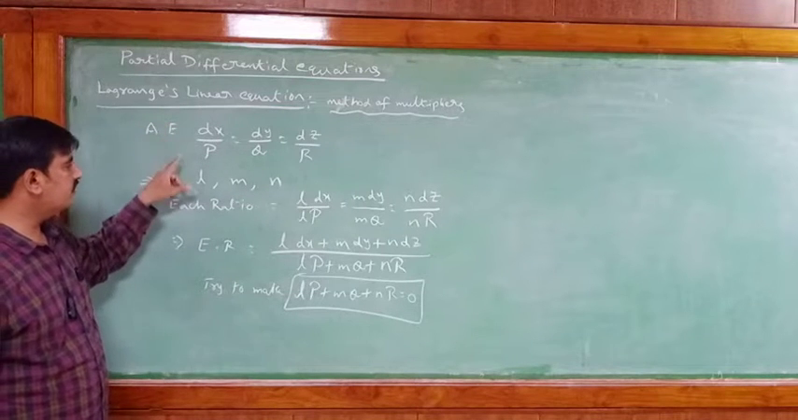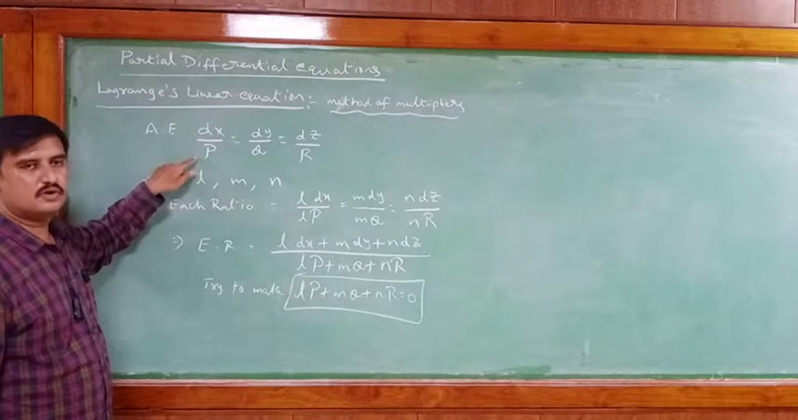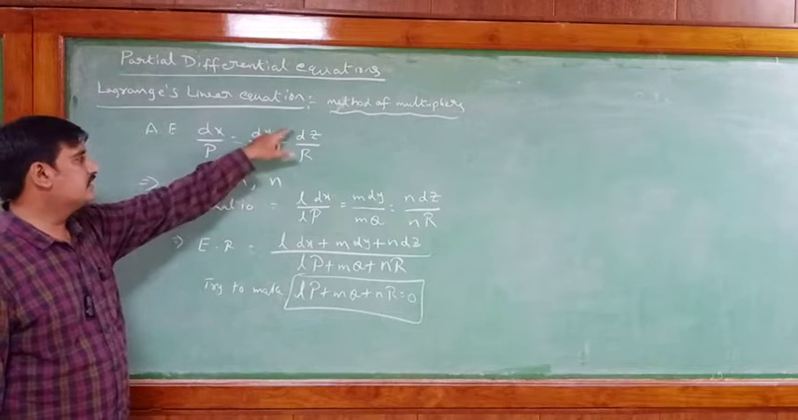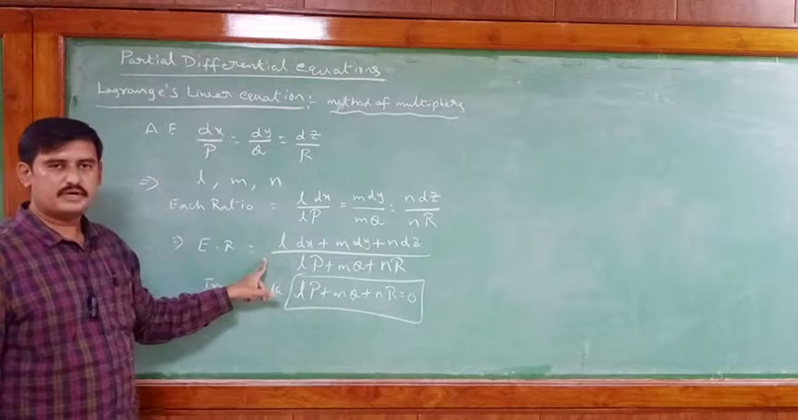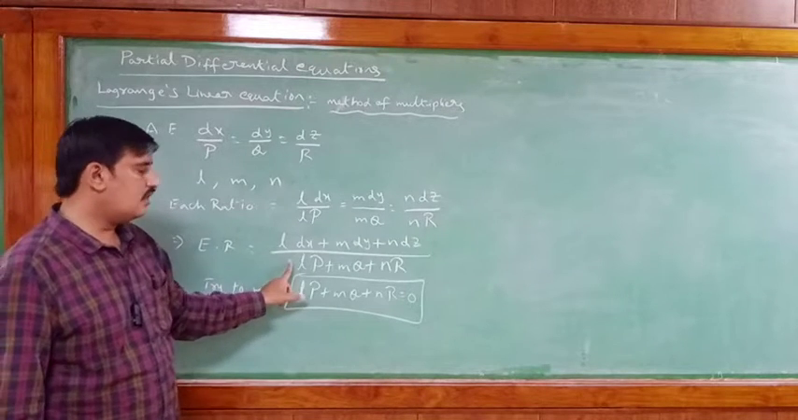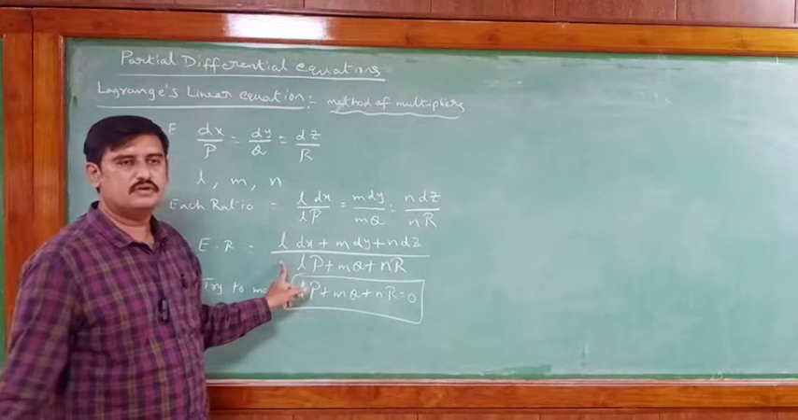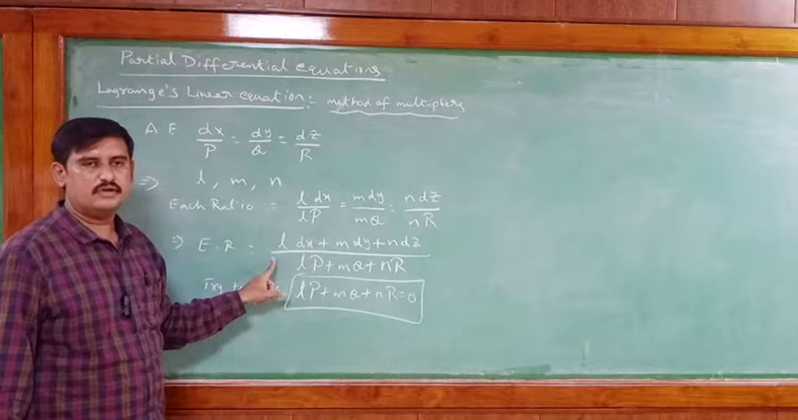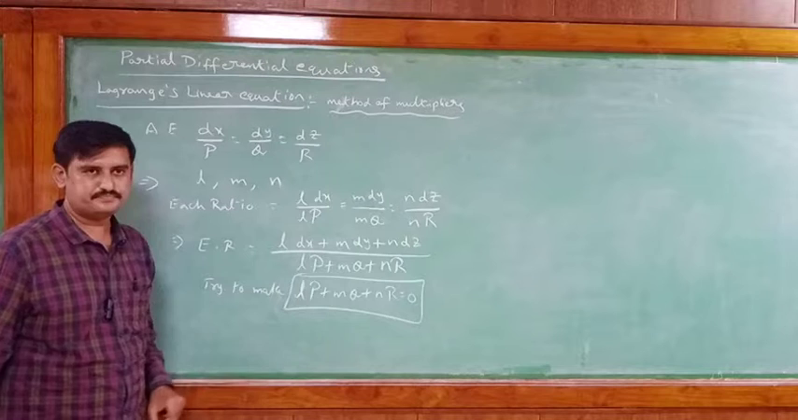So in the method of multipliers, multiply numerator and denominator with L in the first ratio, M in the second, and N in the third. Add or subtract in such a way that your denominator becomes 0. Okay, let us resolve one example problem.